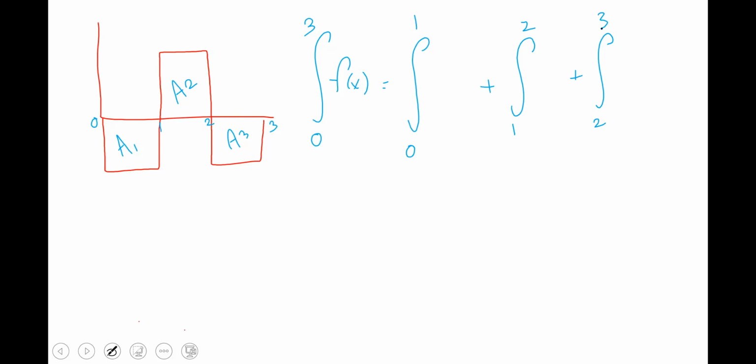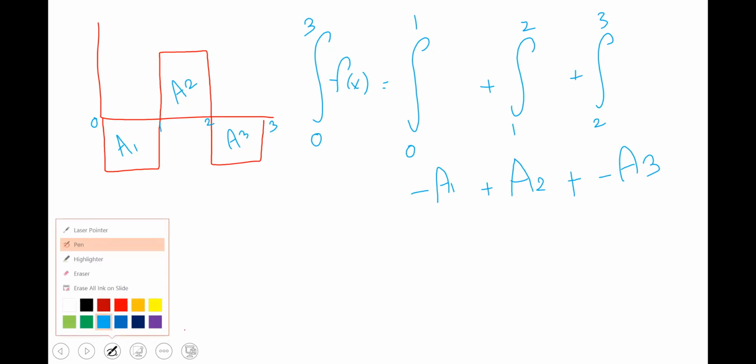Is it right? Yes, teacher. Now, from 0 to 1, is it positive or negative A1? Negative A1. And from 1 to 2? Positive A2. Exactly. And from 2 to 3, negative A3. And then you will find the areas by geometry.